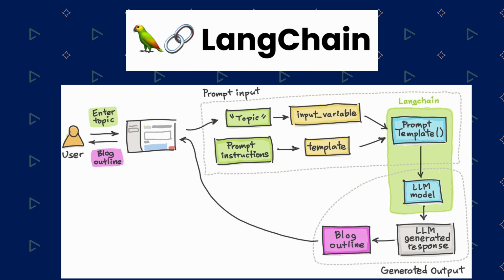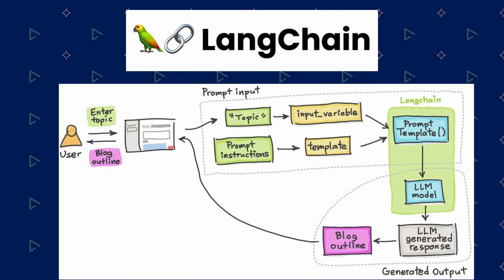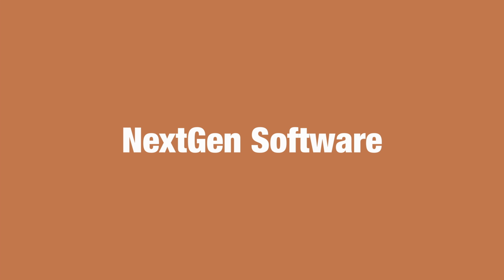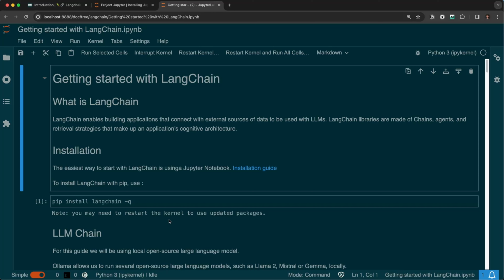This tutorial is a beginner's guide to start developing LLMs using LangChain. LangChain enables built-in applications that connect to external sources of data to be used with LLMs. LangChain libraries are made of chains, agents, and retrieval strategies that make up an application cognitive architecture.